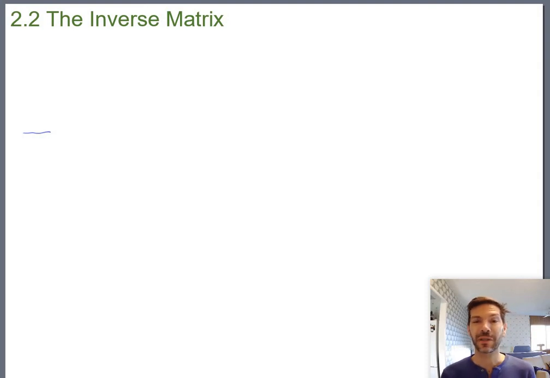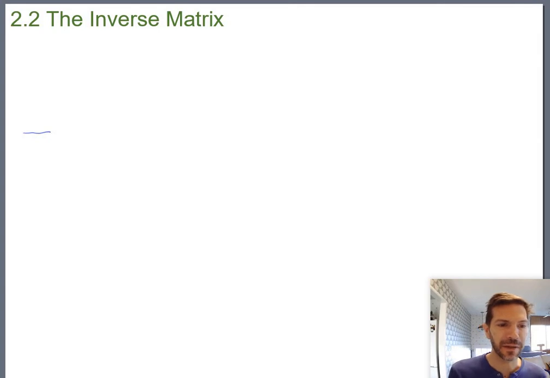In the next two sections, we're actually going to explore a new computational technique. We've gotten a lot of theory, but really when it comes to computing, it's all pretty much been row reduction, row reduction, row reduction. So we're finally going to get a second computational tool here, namely the idea of the inverse. So let's talk about the inverse matrix.